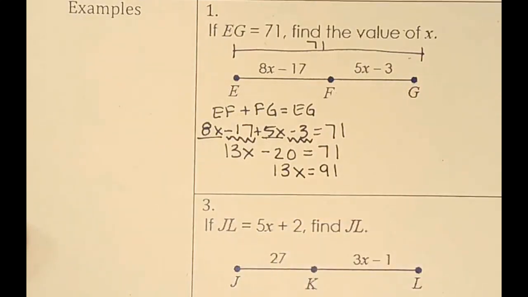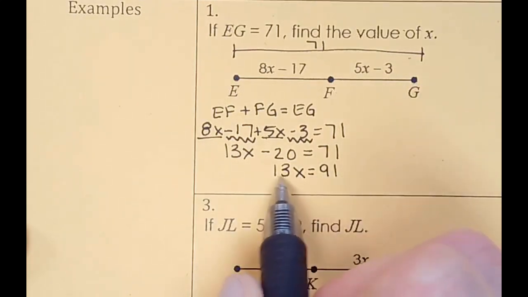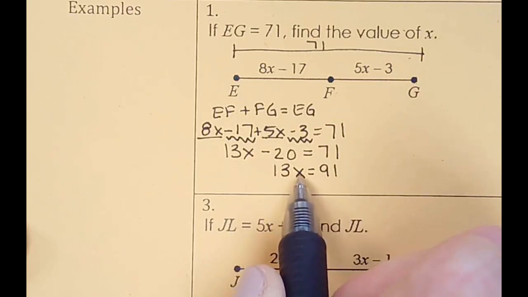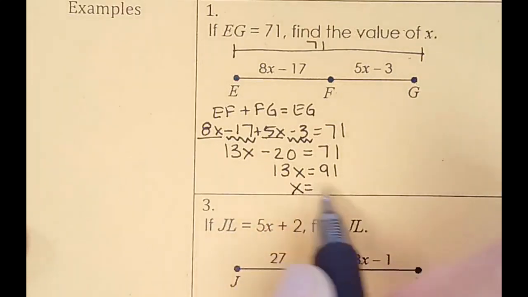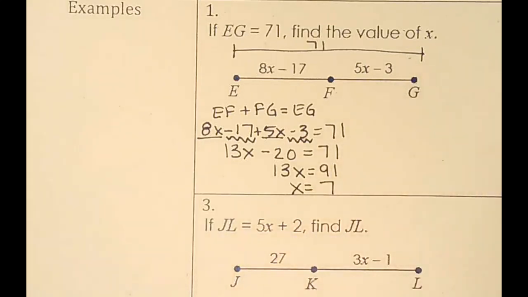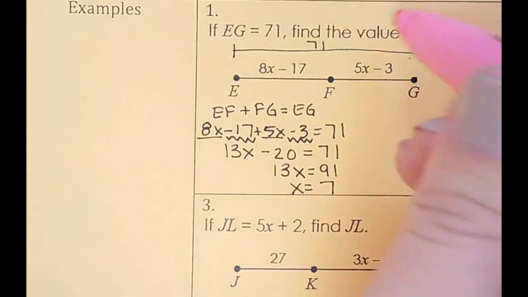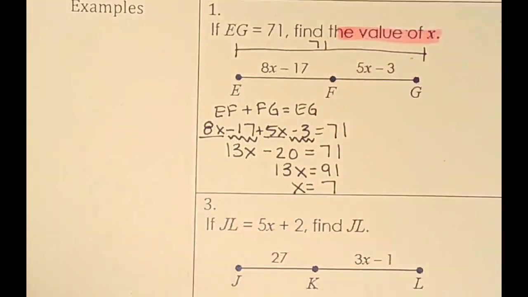Need to get X alone, so 13 and X are being multiplied. I undo that with division. So divide this side by 13, I get X. 91 divided by 13 is 7. I was asked to find the value of X, so this is my final answer.